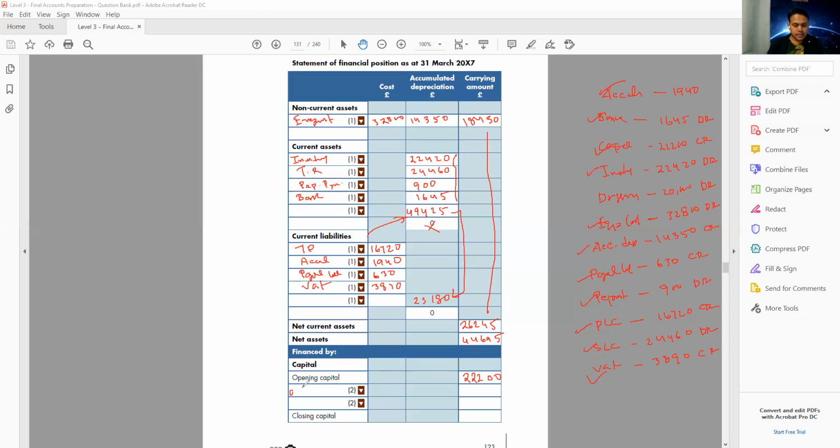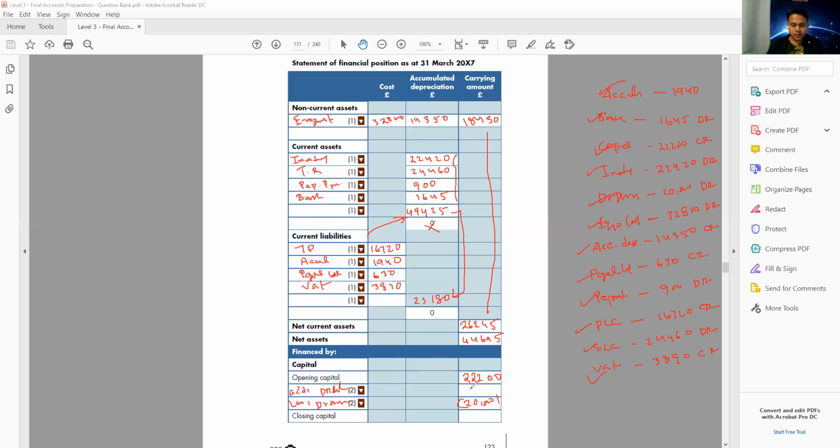Add profit and less drawings. So how much are the drawings we have? 20,000. And does anyone remember the profit? How much was the profit? 42,495. Okay, it's at the beginning of the question. If anyone doesn't remember it, it's just at the beginning of the question, the profit, 42,495.